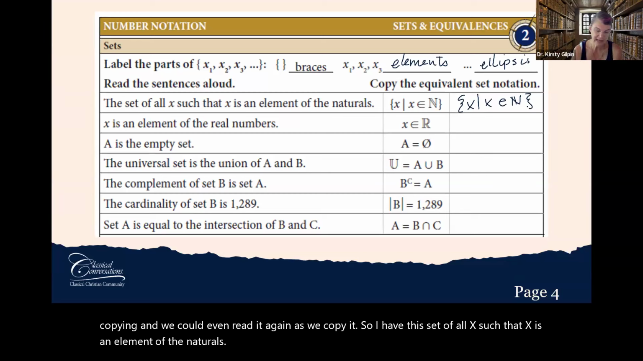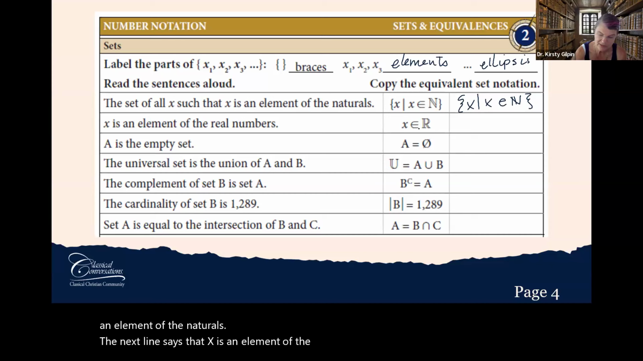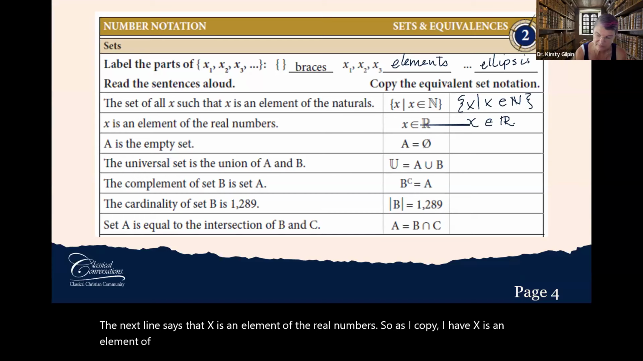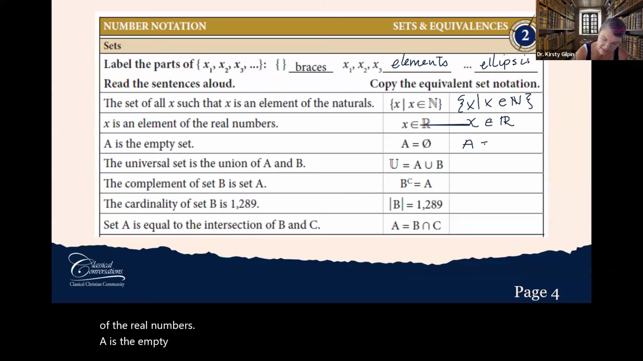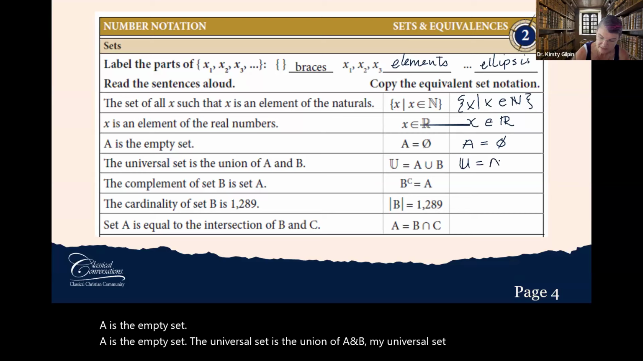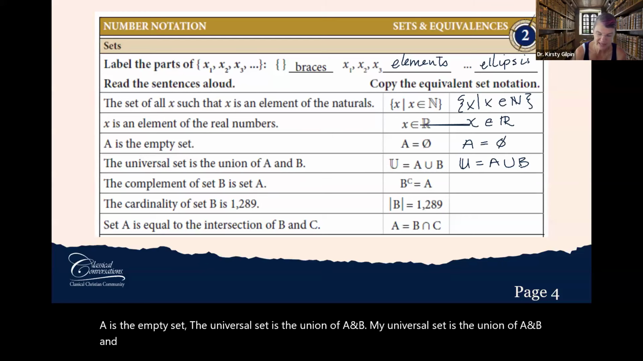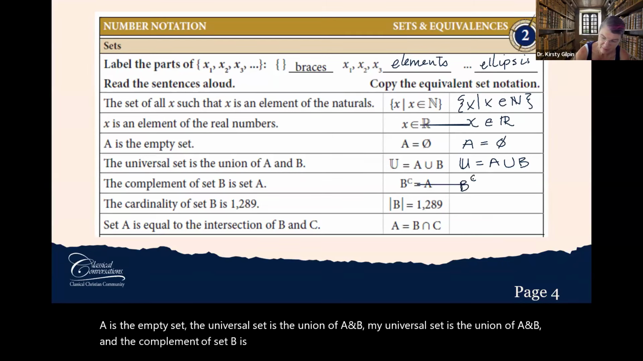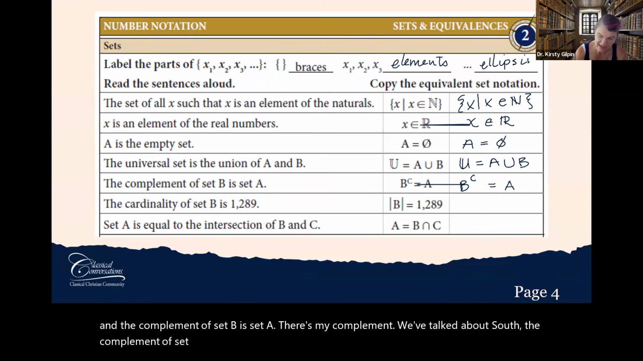The next line says that X is an element of the real numbers. So as I copy, I have X is an element of the real numbers. A is the empty set. The universal set is the union of A and B, right? My universal set is the union of A and B. And the complement of set B is set A. There's my complement, what we've talked about. So the complement of set B is set A.